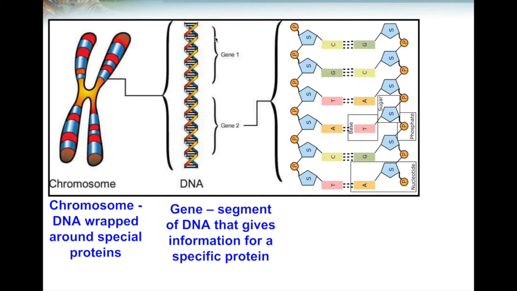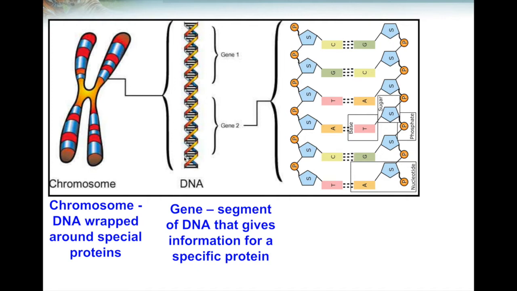So remember, a gene is just a portion of the DNA that gives instructions for a protein that will help us with a trait. So maybe this gene here will give instructions for making a protein that helps you determine your skin color. Maybe gene 2 is going to give instructions for making a protein to determine your eye color.